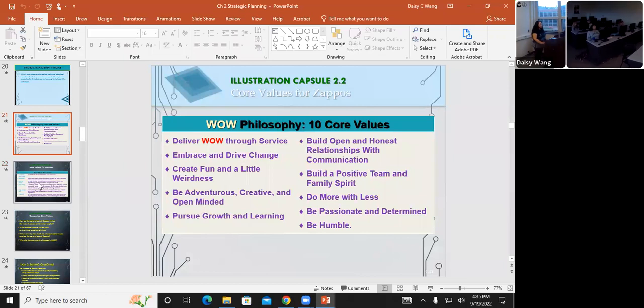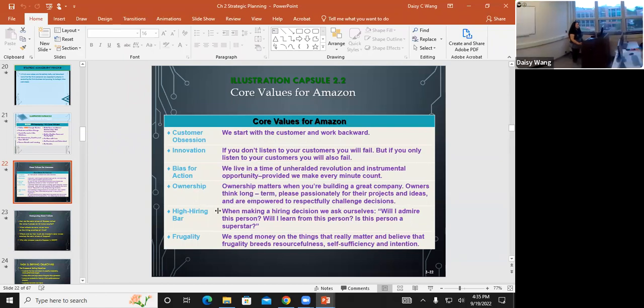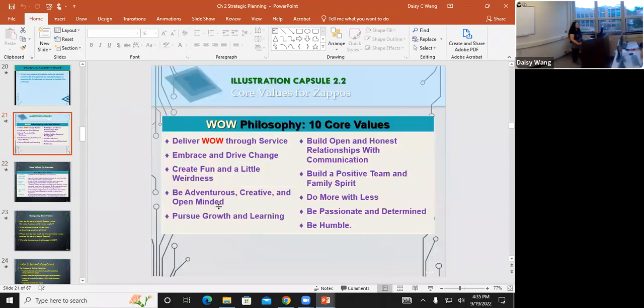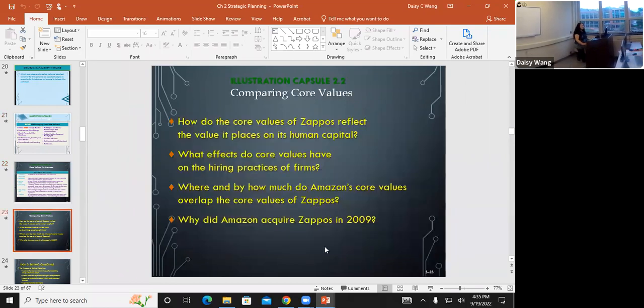Yeah, so let's find another one. Ownership. So with ownership, you want to challenge your employees, and here, be adventurous, creative, and open-minded. And embrace and drive change. So they share some of the core values. That's why in 2009, Amazon actually acquired Zappos, okay?